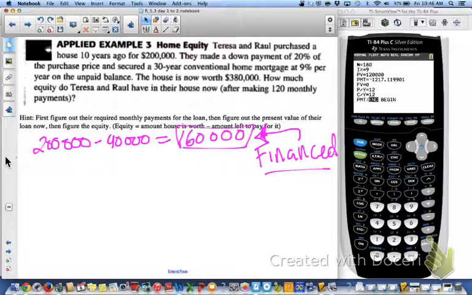So that's the amount they financed, which is the principal value, or the present value at the start of the problem. We're going to solve again for the present value a little bit later. So they initially have to finance 160 grand, so we're going to go over to our TVM solver here.